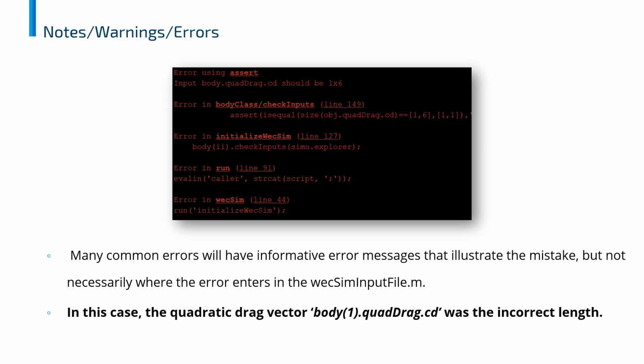Many new users will come across an error or warning message when running their first WEC-Sim model or potentially running a new model for the first time. Many of our common errors do have informative error messages that try to illustrate the mistake so the user can make the correction and try to rerun the simulation. Sometimes the error inputs or where they are found in the WEC-Sim file are not clear, and in this case, if you cannot discern that yourself, please visit our issues board and ask for clarification. As an example, the error shown in the above image is because the user was trying to define the quadratic drag vector, but it was the incorrect length.